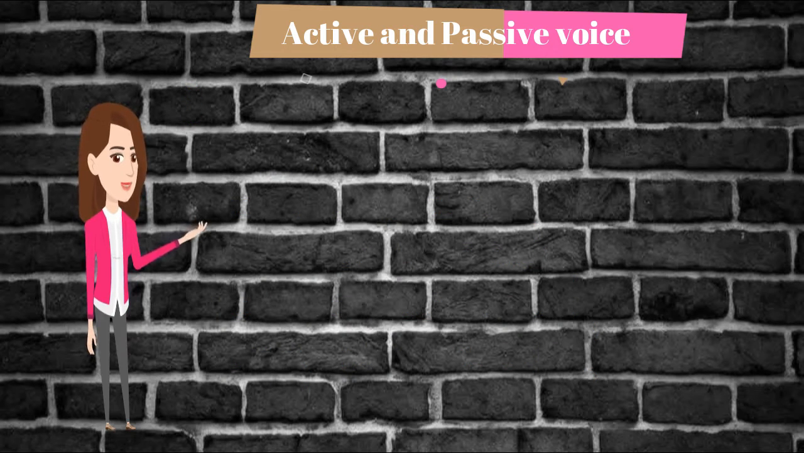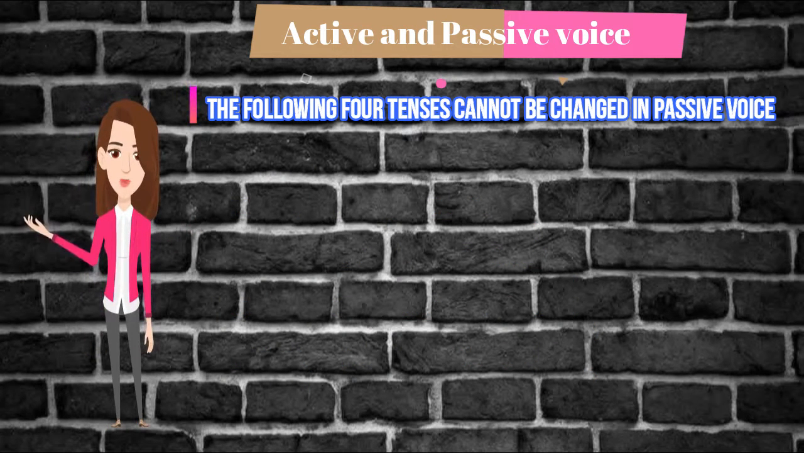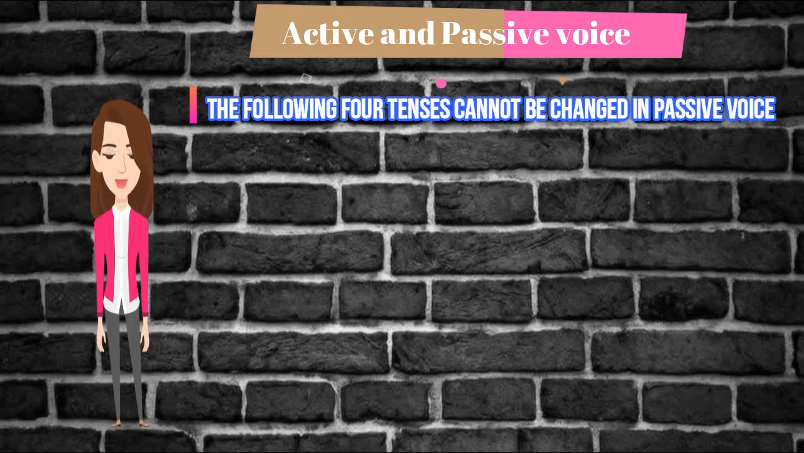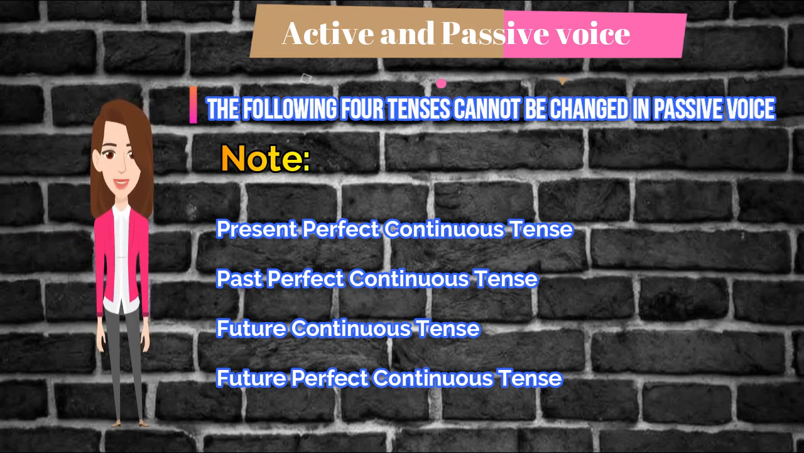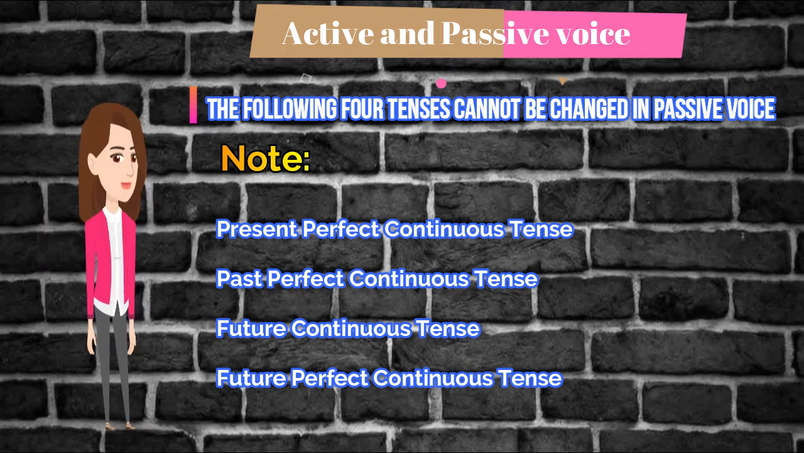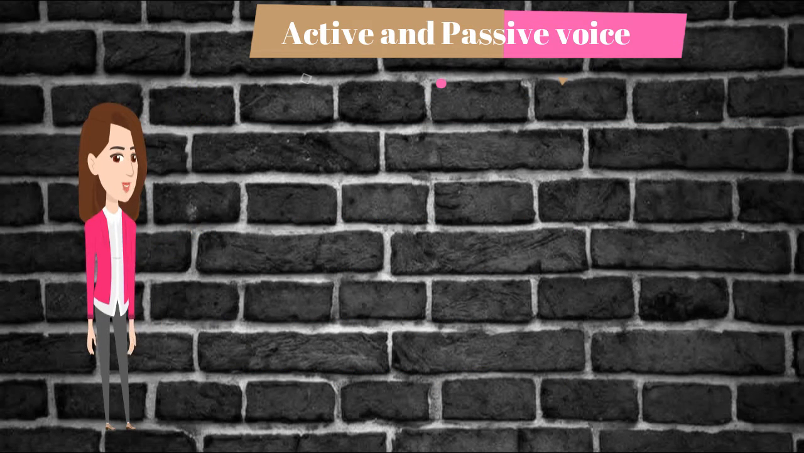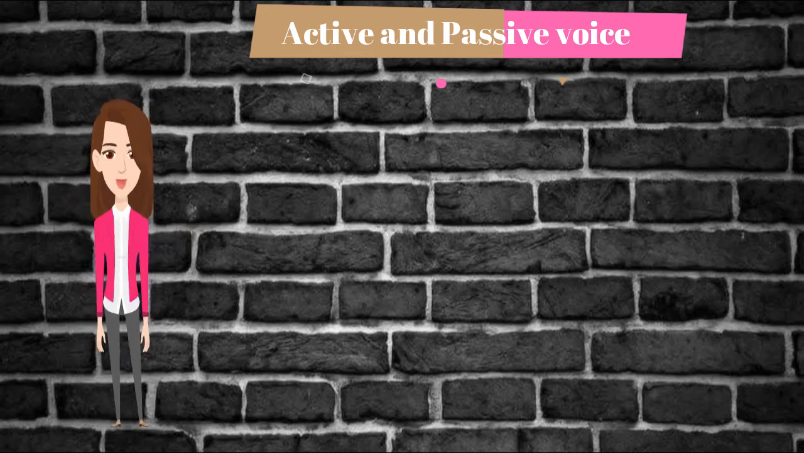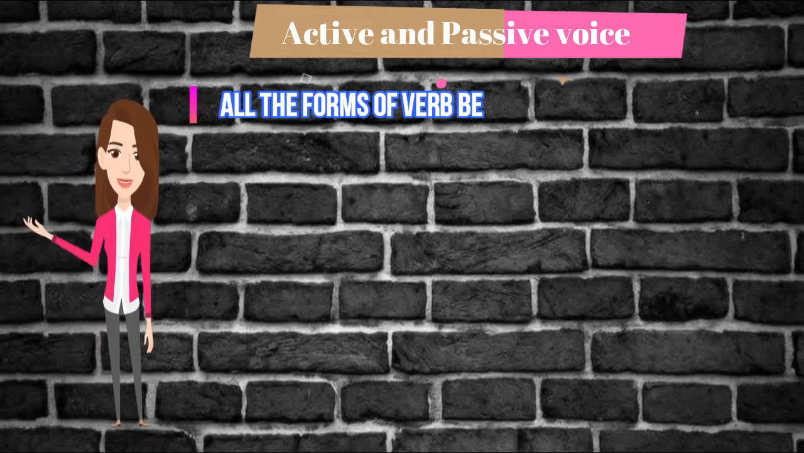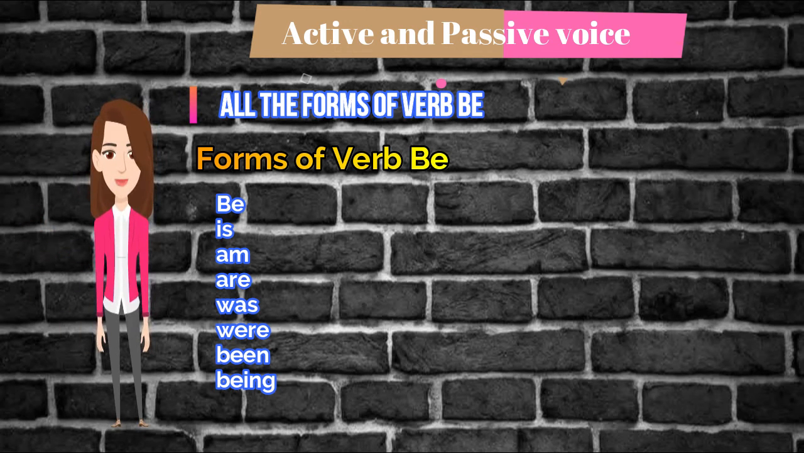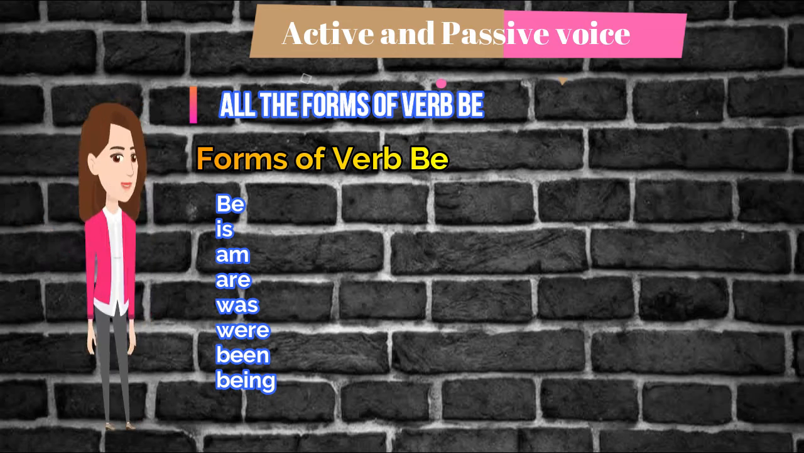Note: the following 4 tenses cannot be changed in passive voice. Present perfect continuous tense, past perfect continuous tense, future continuous tense, future perfect continuous tense. Before going to start the conversion of active voice into passive voice, I want to show all the forms of verb be: is, am, are, was, were, been, being.